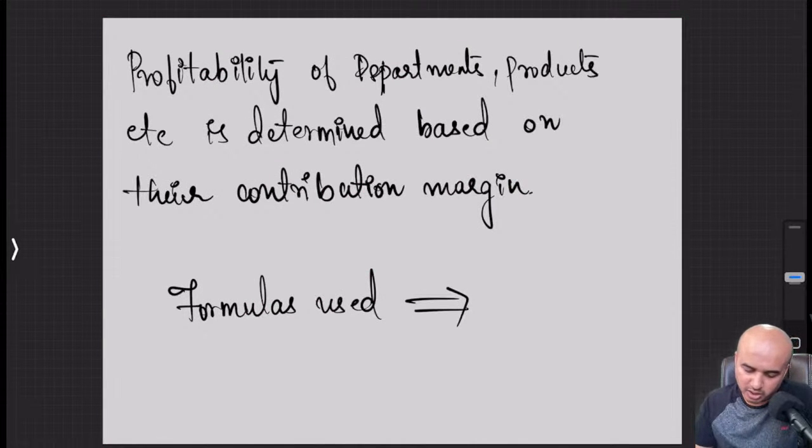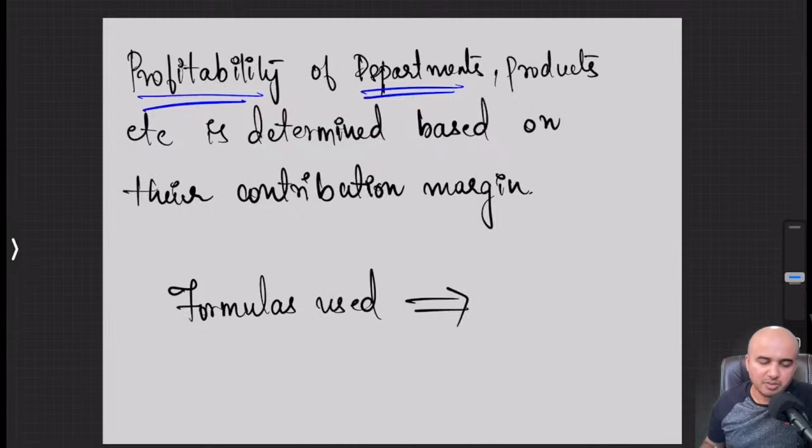Moving on. They say the profitability of departments, products, etc. is determined based on their contribution margin. Now what is this contribution margin? That's a new word here. What we have understood is there are different departments, and different departments have different profitability levels, and those profitability levels are determined based on what? Their contribution margin. Now what is this contribution?